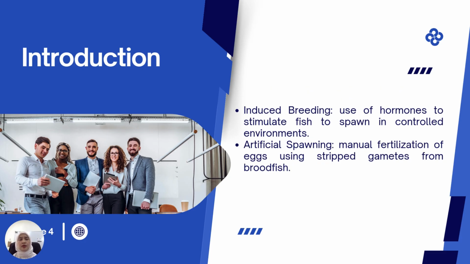All right. So for induced breeding, we need to use hormones to stimulate fish to spawn in what we call a controlled environment, an environment that we set to certain requirements that meet the needs of the species that we want to produce. And artificial spawning is the manual fertilization of eggs using gametes stripped from the brood fish.